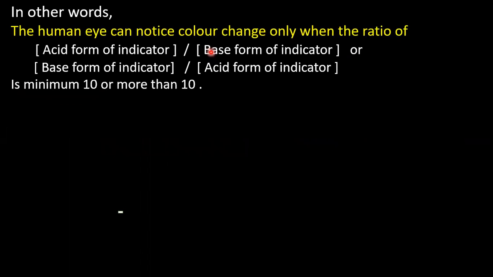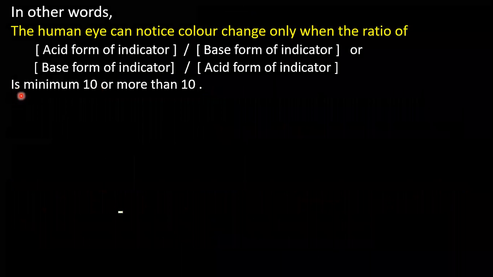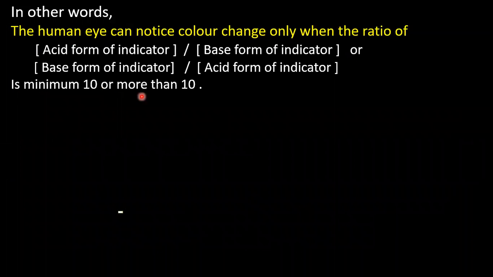Hence, in other words, we can say that the human eye can notice the color change only when the ratio of the acid form of the indicator to the base form of the indicator, or the base form to the acid form, is minimum 10, that is, equal to or greater than 10. You can say it like that also, right?